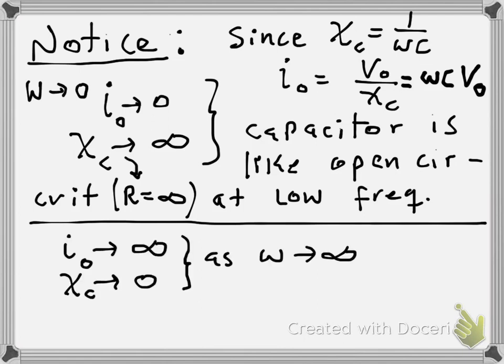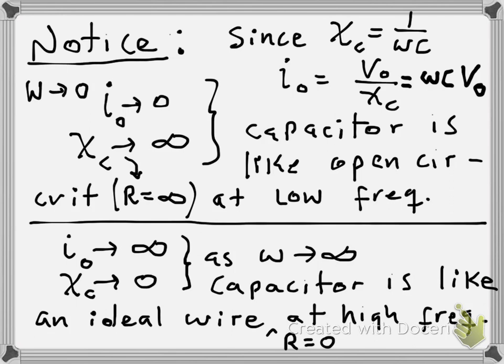On the other hand, when the angular frequency goes to infinity, the equation 1 over omega C tells us that the capacitor reactance goes to 0, and the equation peak current equals omega C times V naught tells us that the peak current goes to infinity. So that tells us that at very high frequencies the capacitor is acting like an ideal wire. Remember that ideal wires have no resistance. The equivalent of the resistance of the capacitor in an AC circuit is the reactance, so the reactance is going to 0. It is basically as if the capacitor wasn't there, but we have just an ideal wire connecting that part of the circuit.